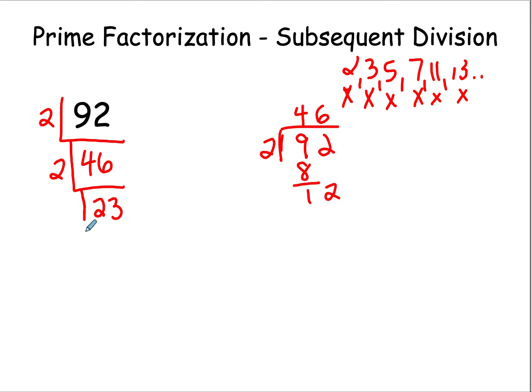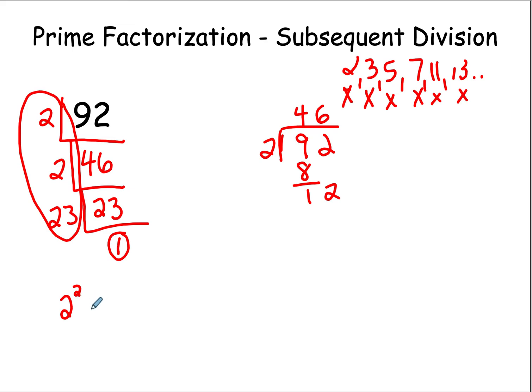So I'm going to divide it by 23. I know I'm done when I get to 1. There's my prime factorization: 2 squared times 23. Now I can check my work.